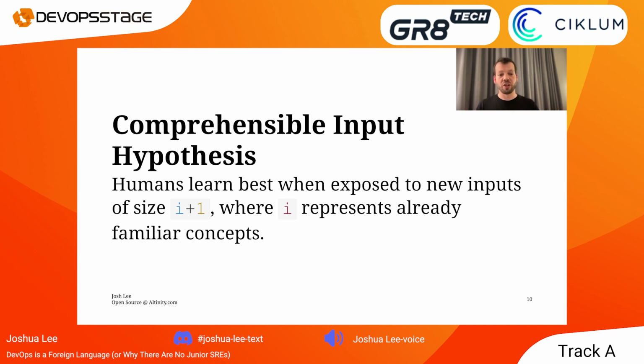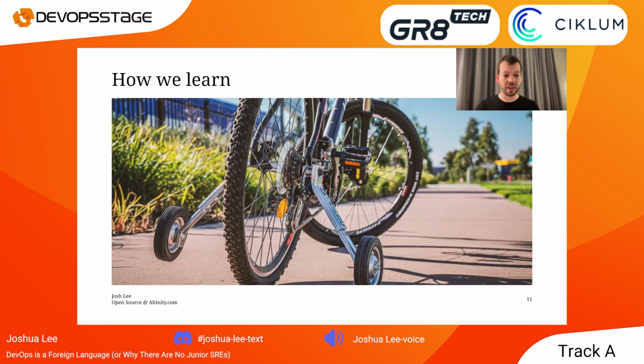A corollary to this hypothesis is that the larger I gets, the more that you know, the smaller the relative size is of I to 1, and the easier it is to integrate that new knowledge. But when we're starting out, our I is essentially 0, and that can be really challenging.